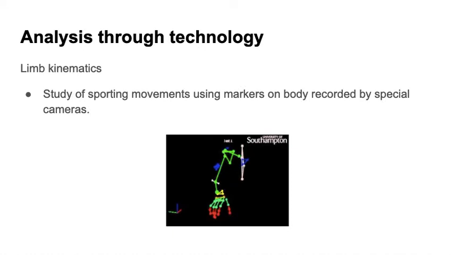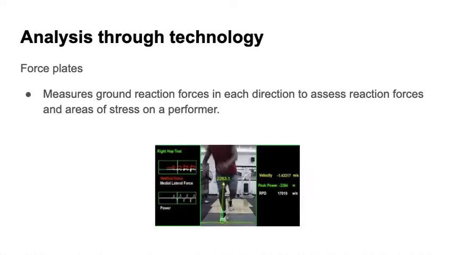With the technologies, we just need to know kind of what they are. So I'm going to quickly skip through them. So limb kinematics being looking at angles of joints, force plates looking at reaction forces, and maybe considering both those things, how we can limit injury, and look at the technique of running or throwing.